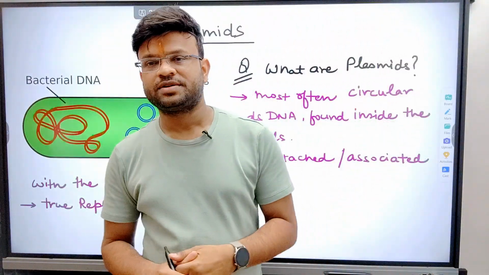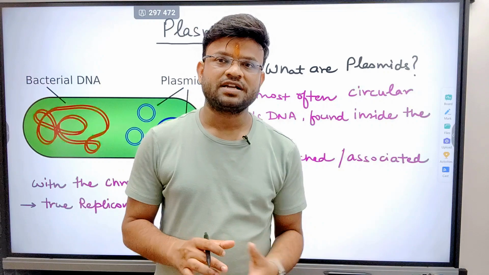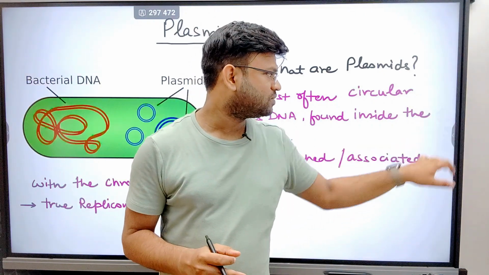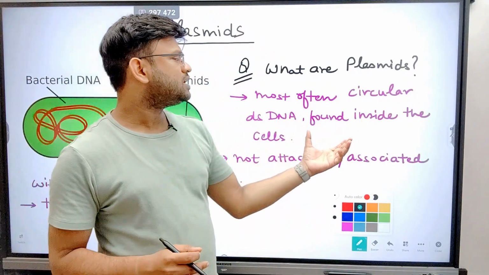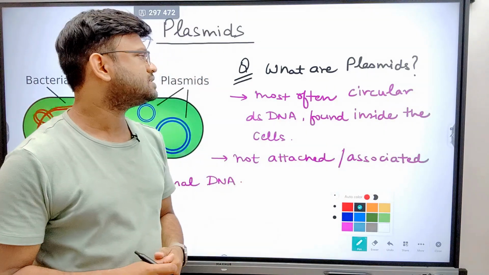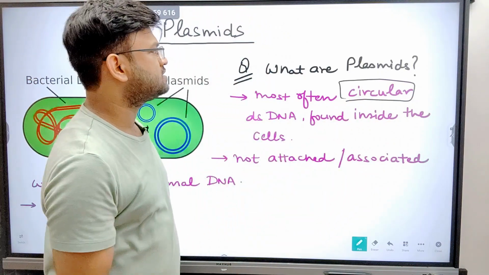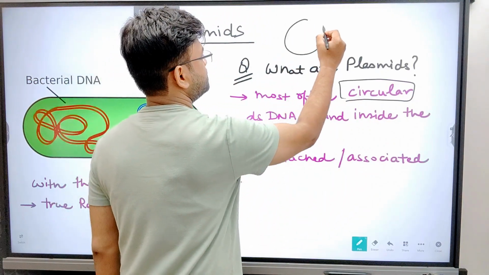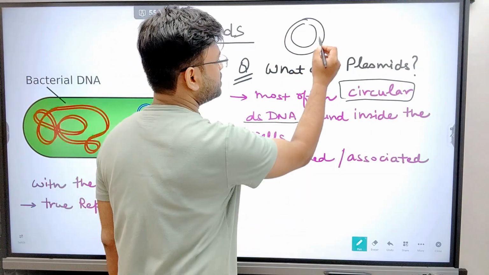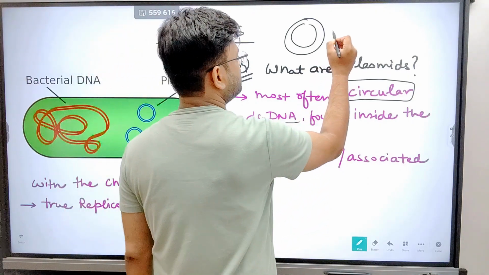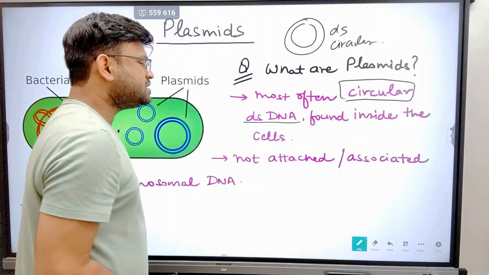So coming to plasmids. Now, what exactly are plasmids? The first question on the screen asks you the same thing. Plasmids are most often circular double-stranded DNA found inside the cells. The first thing that comes to mind is that they are circular in nature, something like this, right? This is what I've drawn. So it is double-stranded and circular, found inside the cells.